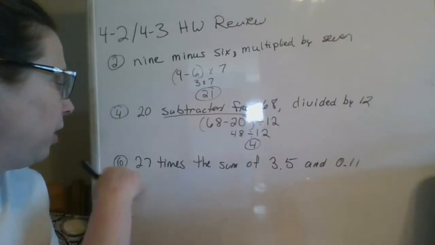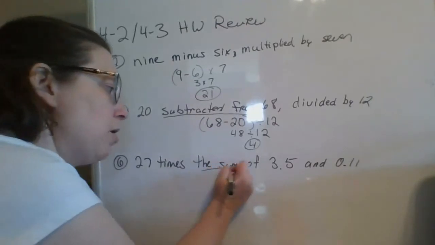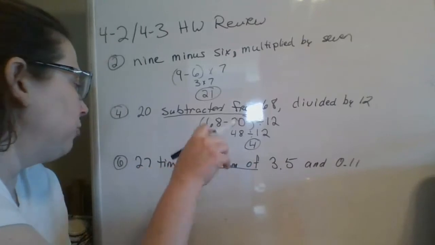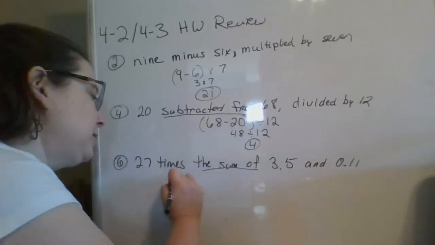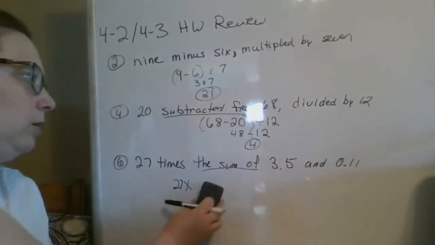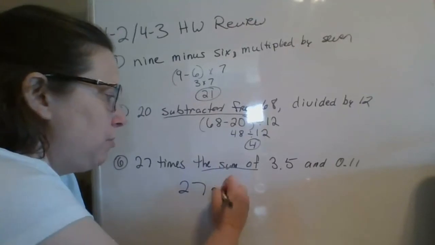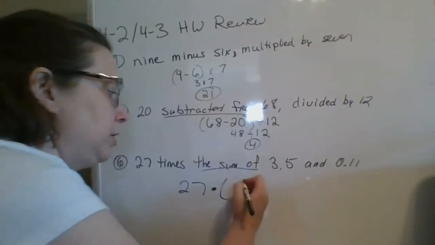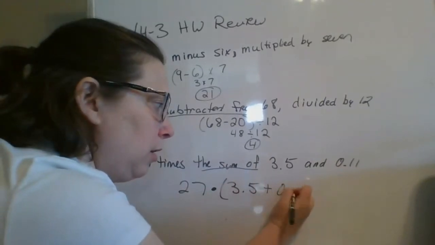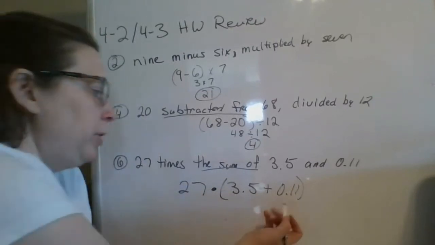Go figure. Number 6, we have 27 times the sum of, oh, and here's where our 3 and 5/10 and 1/100s came from. So we have 27 times, what is next? The sum of, so I'm going to put that in parentheses, 3 and 5/10 and 1/100s. So here is our numeric expression.